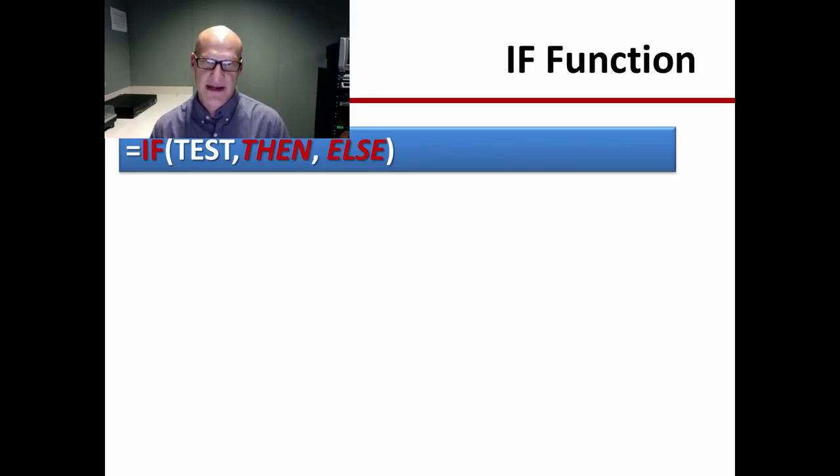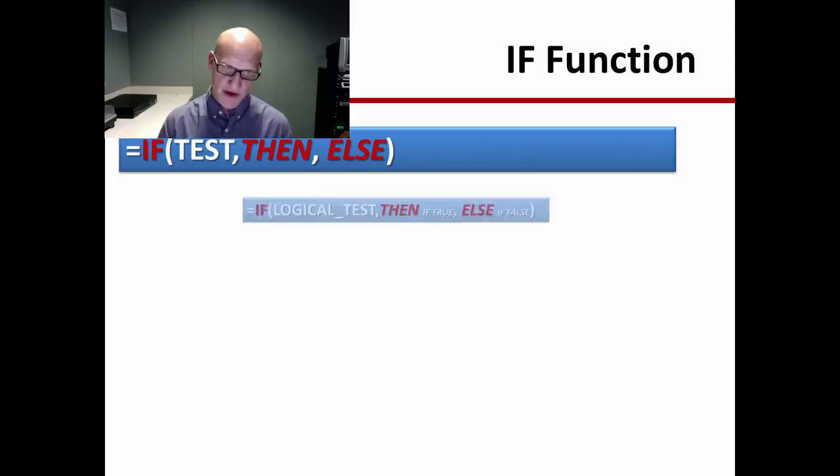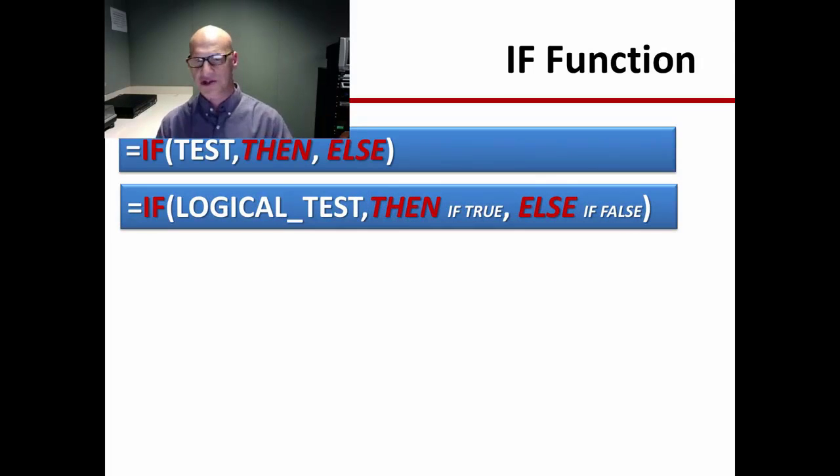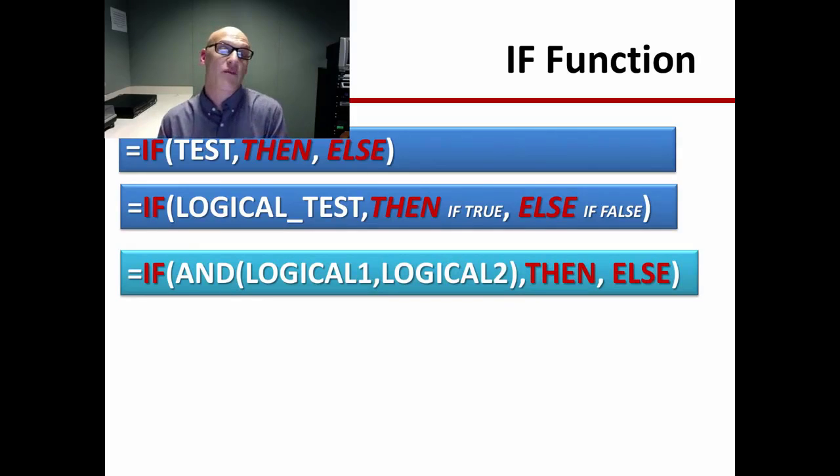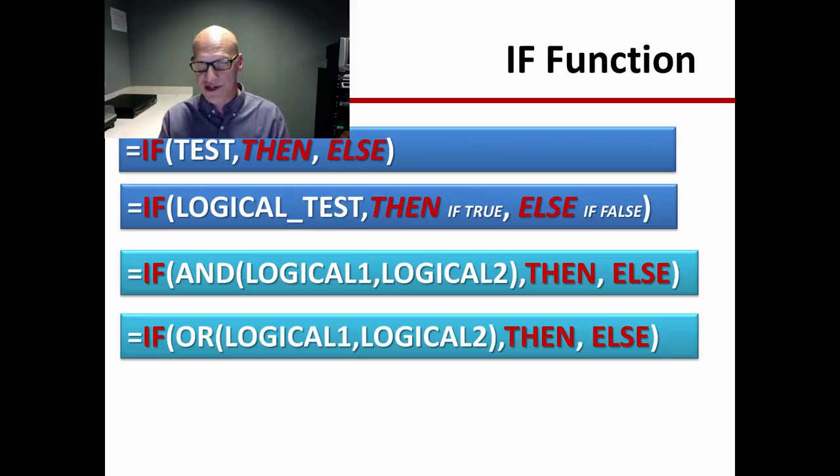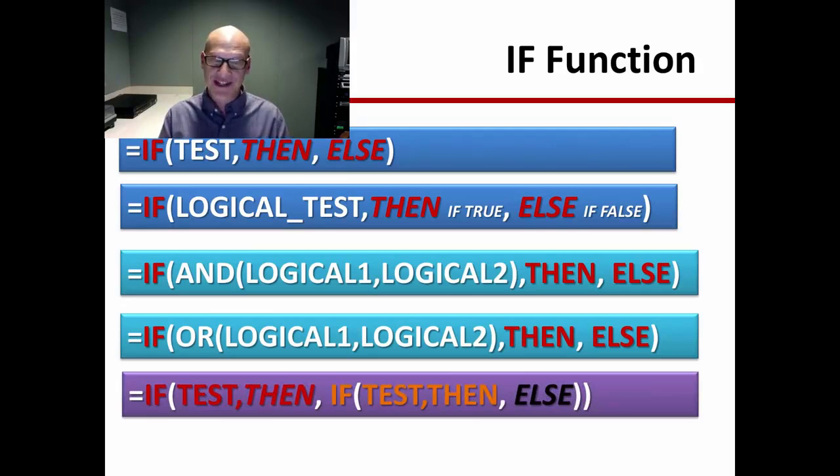So far today we've talked about a bunch of ways that we can use ifs. Here's the old tried and true, the way we learned it first: if logical test, then if true, else if false. Then we talked about, hey, what if we nested an and function in there? What if we nested an or function in there? And then finally, what if we nested another if function inside of there? I know, I told you it was going to be tough.